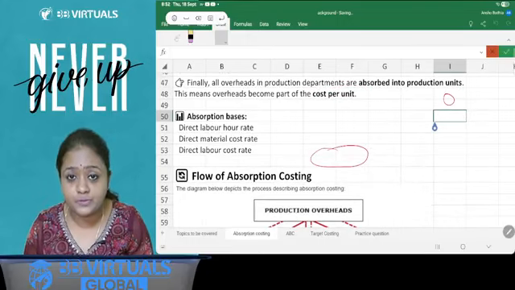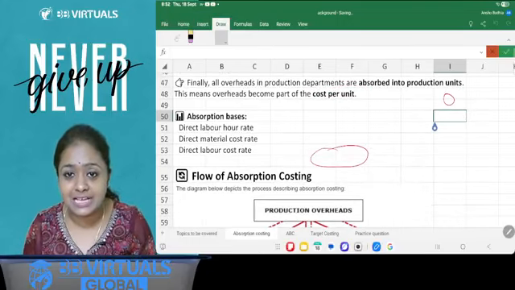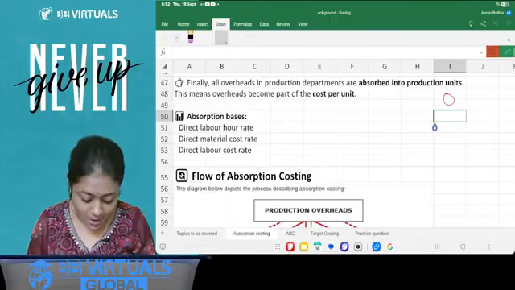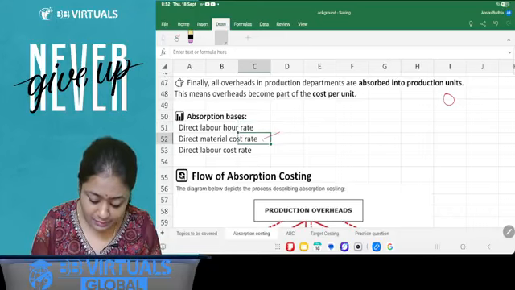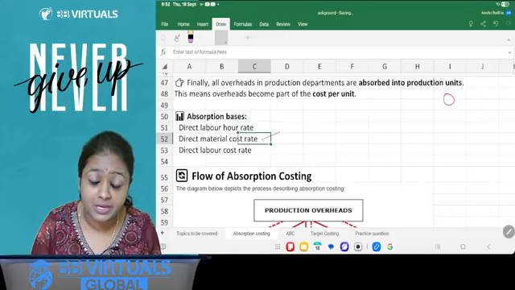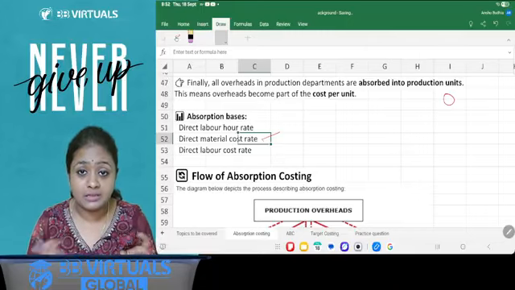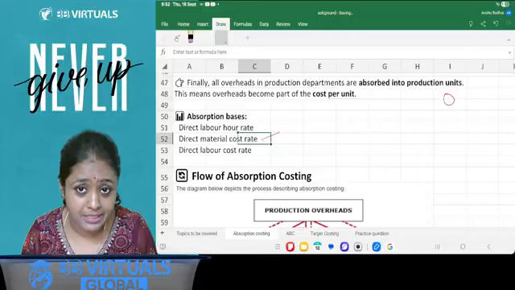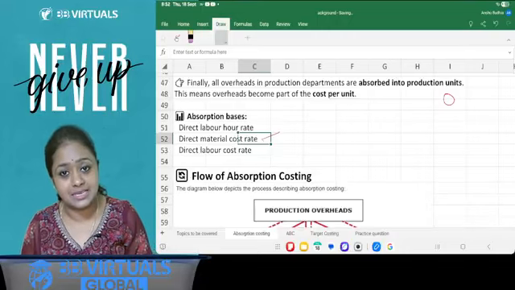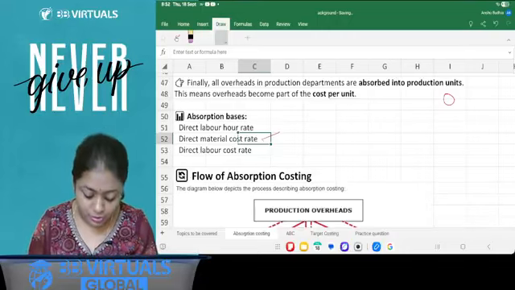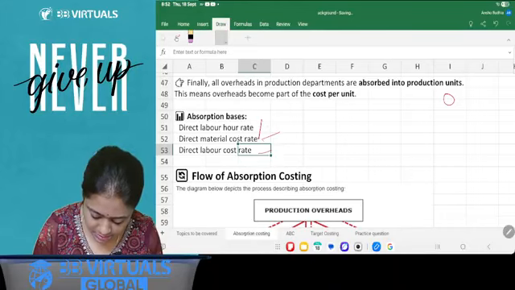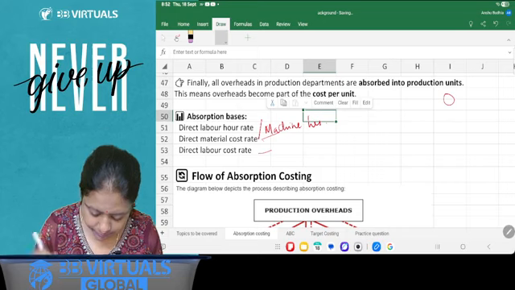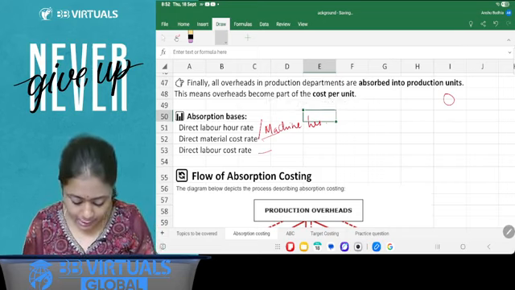Different ways of absorbing them. We have done it in our previous class yesterday. I'm sure you all know, either on the basis of direct labor hour rate, or even on the basis of direct material cost also. In the proportion of direct material cost, sometimes your question may be asking you, we do it also in the proportion of direct labor cost. We also do it in the ratio of machine hours. Okay, any questions so far?